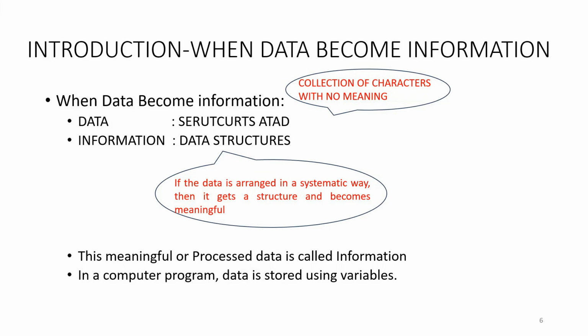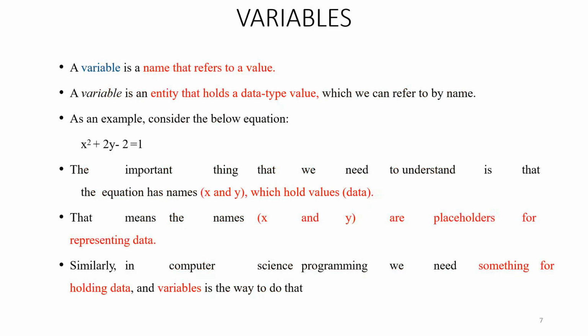Thus, when the raw data is processed and arranged properly, it becomes useful and meaningful information. In a computer program, data are stored using variables. A variable is a named storage location in memory that holds a value. It acts as a container used to store the data during program execution.